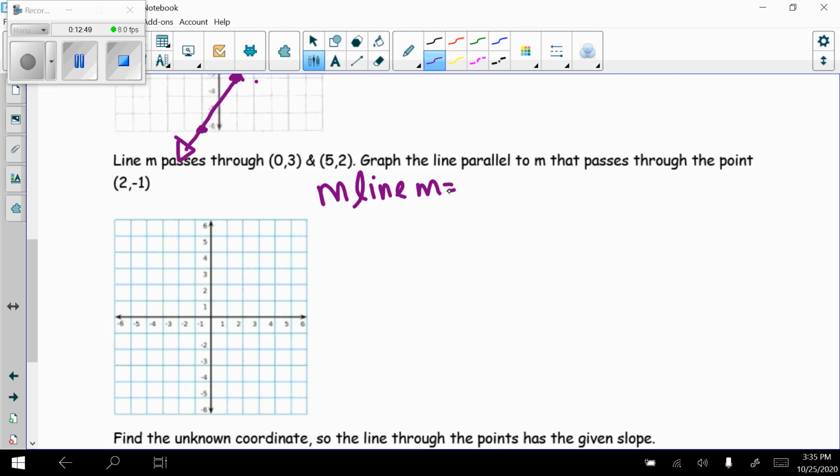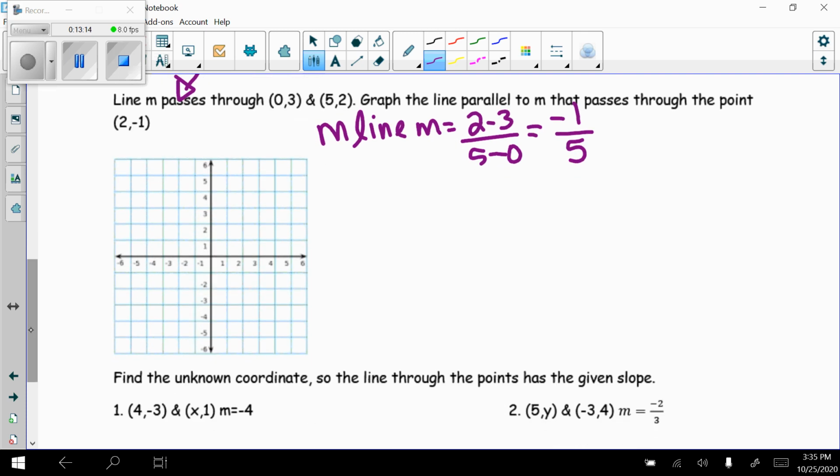So subtract the y values, 2 minus 3 over 5 minus 0. 2 minus 3 gets me negative 1. 5 minus 0, 5. So it has a slope of negative 1/5. Negative 1 and 5 don't have anything in common besides 1, so we cannot simplify or reduce that in any way. So now let's plot that line.